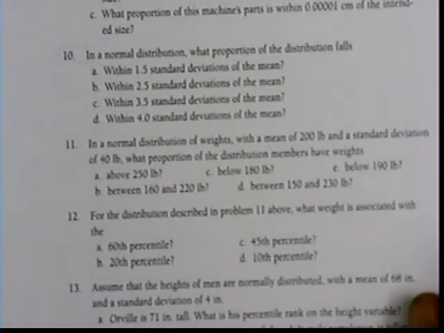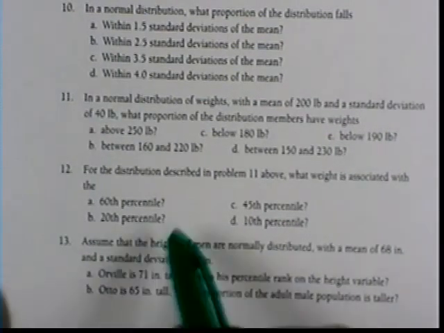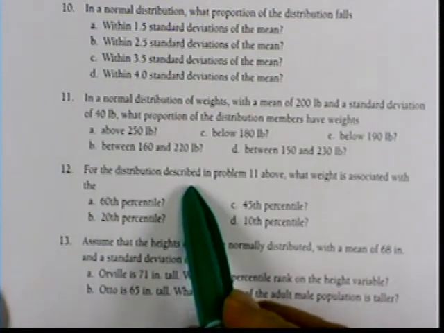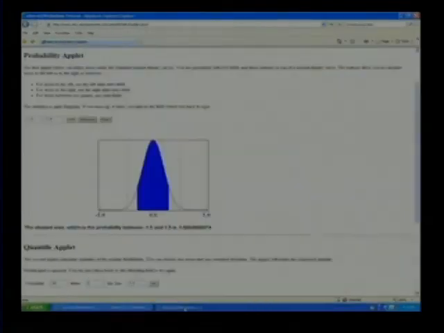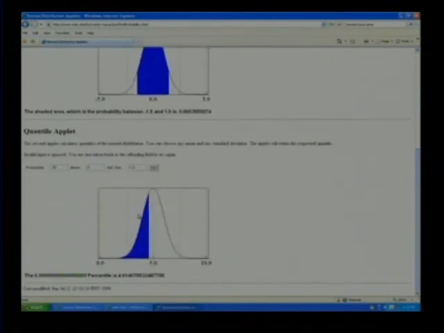Let me show you the next problem that I didn't get to at that point. There's an applet here that allows us to do that. This is problem 12. It says, for the distribution described in problem 11 above, what weight is associated with the 60th percentile? The same program has another applet down here. We put in the probability, the mean, and the standard deviation. For this situation, the mean was 200 and the standard deviation was 40.